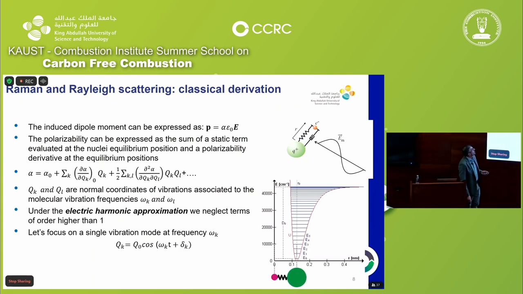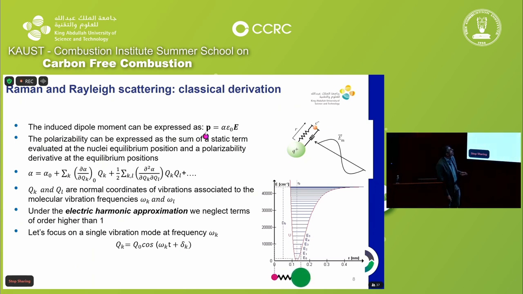So we have an oscillating dipole. We can do some very simple approximation. Imagine, let's start with the simpler configuration of a nitrogen molecule, for example, a homonuclear linear molecule. It can vibrate along its axis. Let's assume a harmonic vibration, so a cosine mode. So this would be the direction which is oscillating.